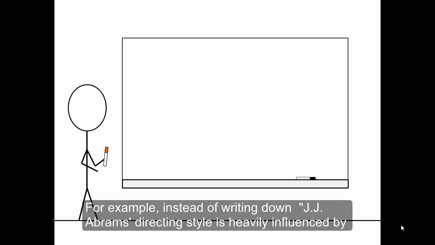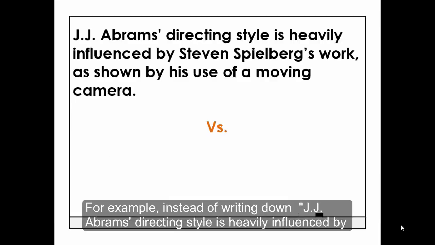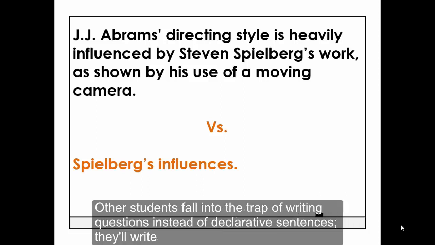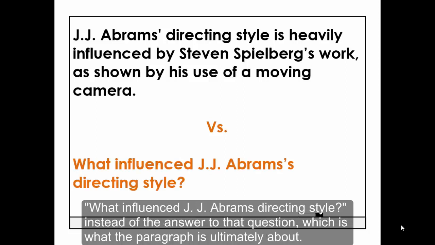For example, instead of writing down, "J.J. Abrams' directing style is heavily influenced by Steven Spielberg, as shown by his expert use of a moving camera," they'll write, "Spielberg influences." Other students fall into the trap of writing questions instead of declarative sentences. They'll write, "What influenced J.J. Abrams' directing style?" instead of the answer to the question, which is what the paragraph is ultimately about.